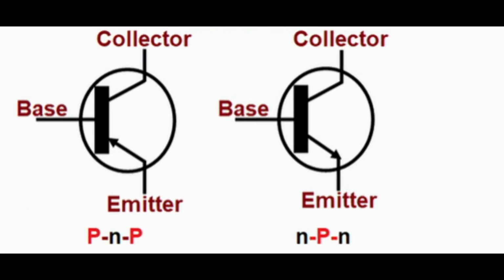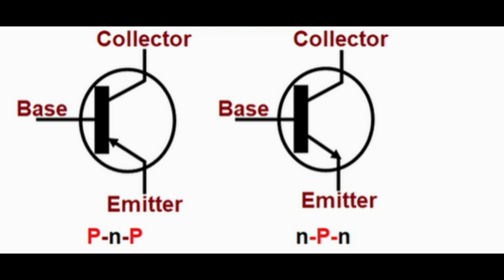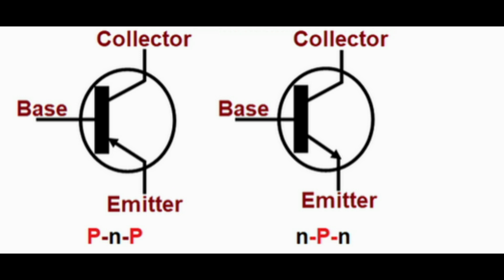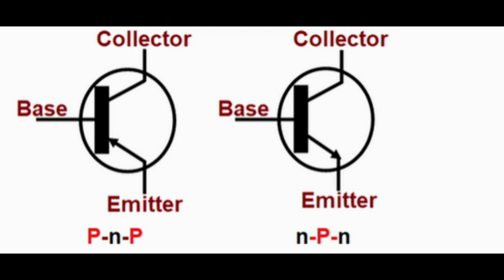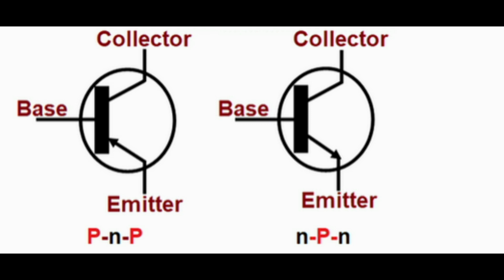Symbol of BJT transistors. Let's start with the symbol of transistors so that you can identify them in a circuit. The following diagram shows the symbols of both types of transistors. The one on the left is the symbol of the PNP transistor and the one on the right is the symbol of the NPN transistor. As I said, you will be able to see the three terminals emitter, collector, and base for both the types of transistor.